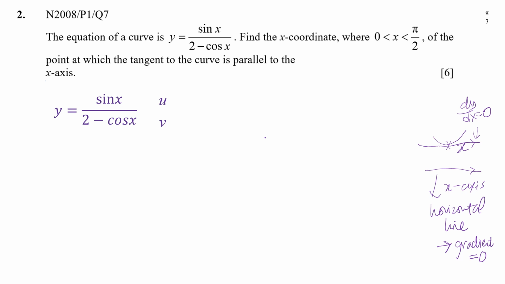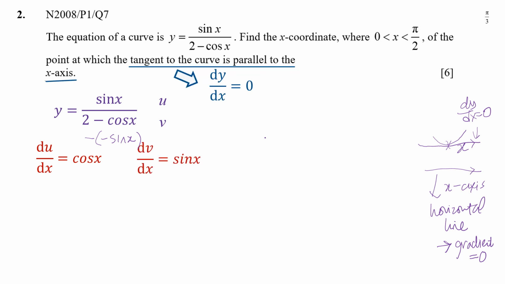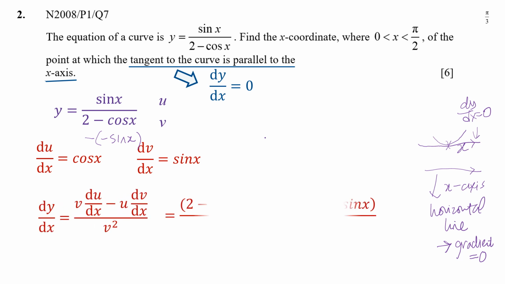Differentiate sine x, you get cos x. Differentiate 2 minus cos x: differentiate 2, you get 0. Differentiate cos x, you get negative sine x. So you end up getting just sine x. All right, and this is the concept that I have explained earlier on. So apply the quotient rule.